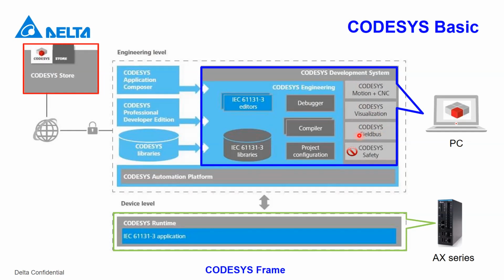And then the field bus, that means like Ethernet IP, Modbus TCP, or even Profinet in the future. But at the moment, we don't support Profinet in our AX series. And regarding the CODESYS safety, at the moment Delta doesn't have this license yet. Okay, and this one is for the runtime. Most of you may wonder, if the software is free, then how can I run this? So basically, we put the runtime inside the AX controller.